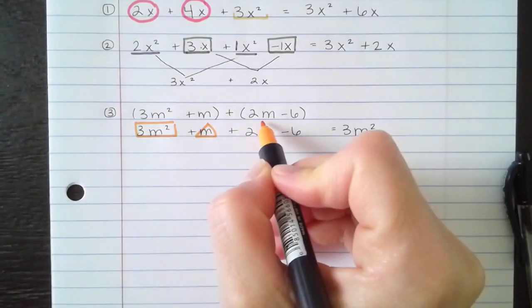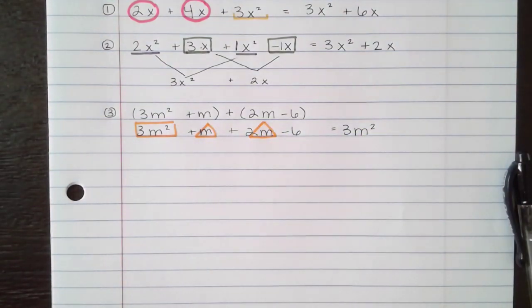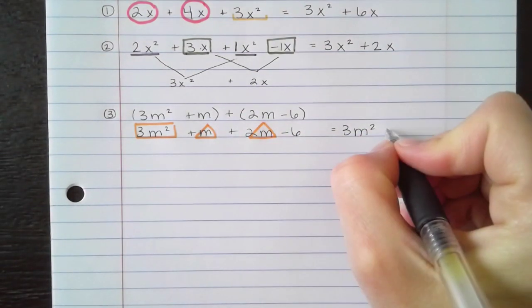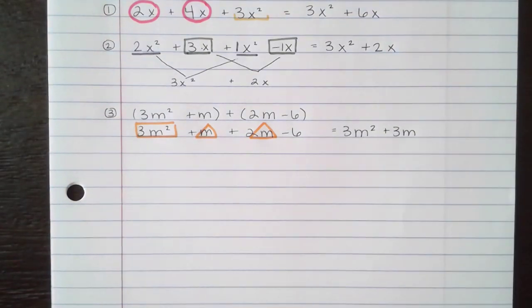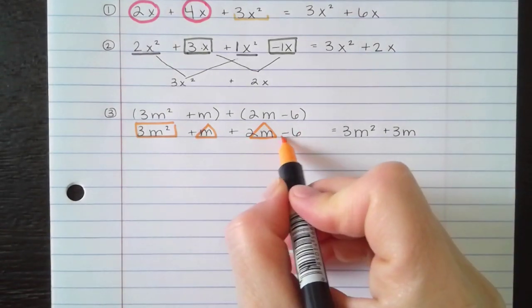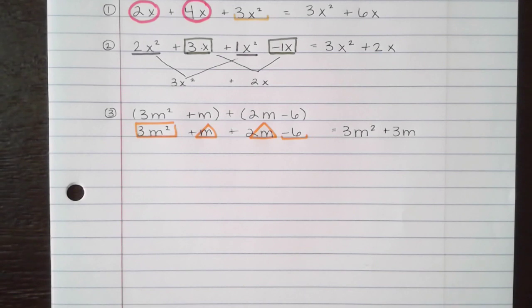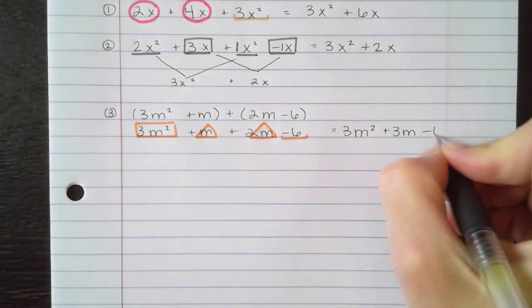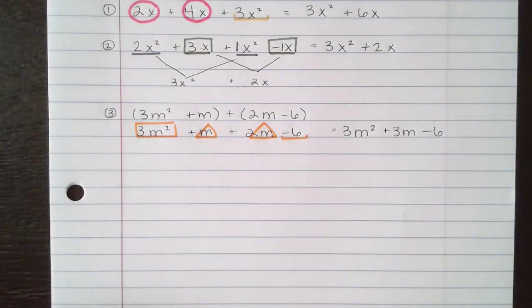There's an m and an m. Well, m and 2m is 3m. And lastly, we have this -6, and that can't be combined. There's no other constants, so I'm done there.